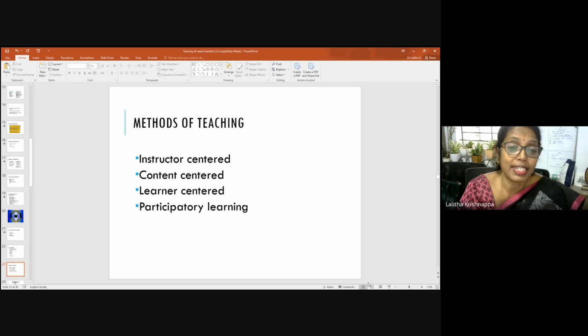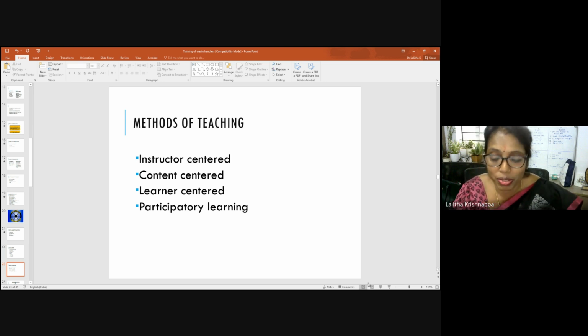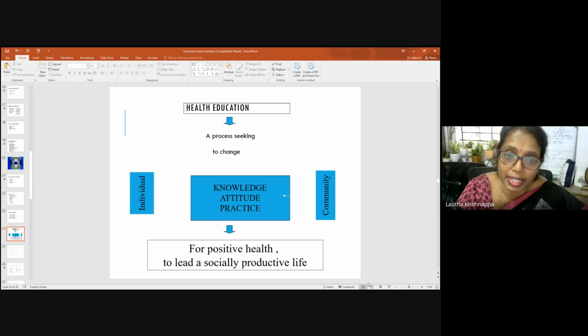Second is content centered, where the topic is the interest. I'll give the participant also a chance to learn. Both are equally the same. Learner centered is something interesting, where most of your learning now is basically learner centered, right? You are the main learner. We only act as facilitators. In participatory learning, both the teacher and the student learn together and work out the problems. So those are the different types of teaching.